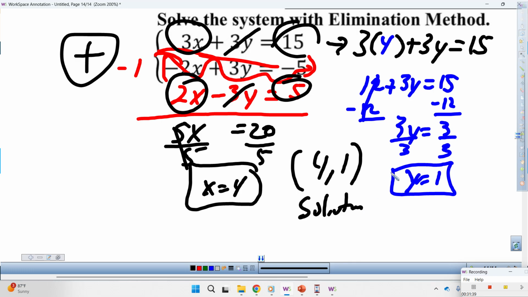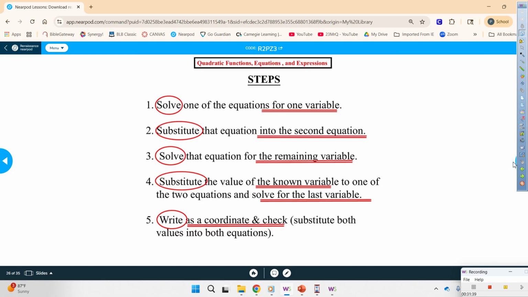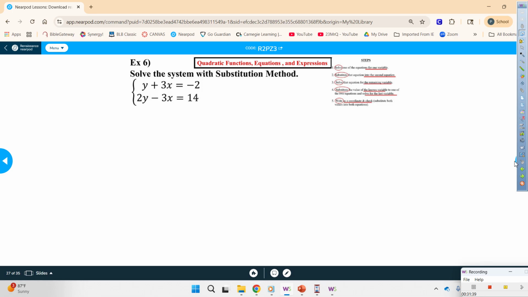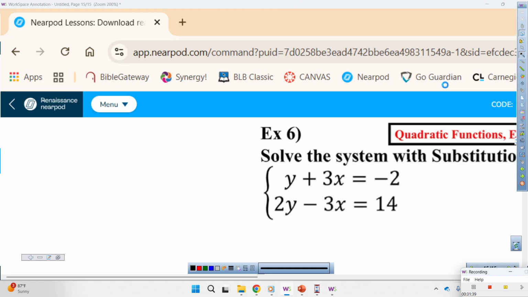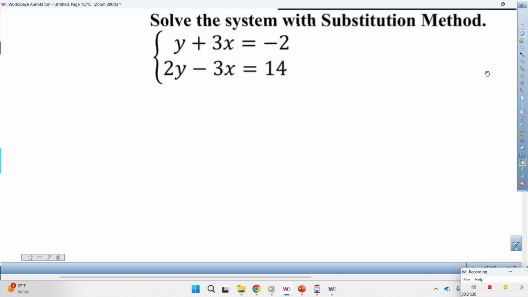All right, before we go, last one. Here we go. Solving using substitution. Look at this one. To solve for substitution, the first step, one of them has to be solved for one variable. Look at the two equations. Which one is easier to solve for one variable, the top or the bottom? The top. So if I leave which variable by itself would be easy, the y.